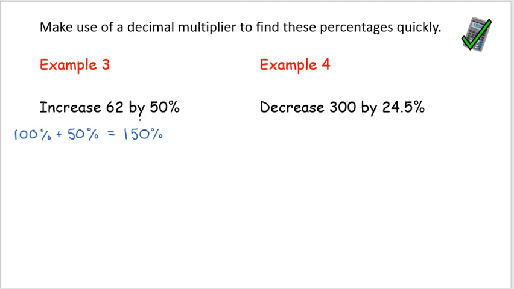So I'm working out 150% of the original amount, and from there I can change that into the decimal multiplier we're going to use. So remember from previous, what we do is we divide by 100, so we get 1.5 as a decimal. Therefore, to find a 50% increase, I just need to multiply by 1.5. So 1.5 multiplied by 62. I type that into my calculator exactly as I see that. Gives me 93.